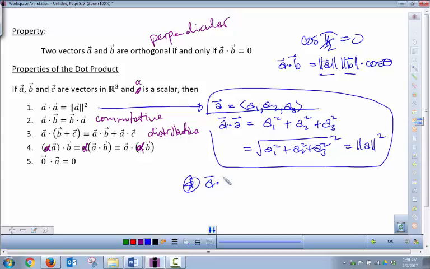A dot B, dotted with C, is equal to A dotted with B dotted with C. So we kind of know this as an associative property.